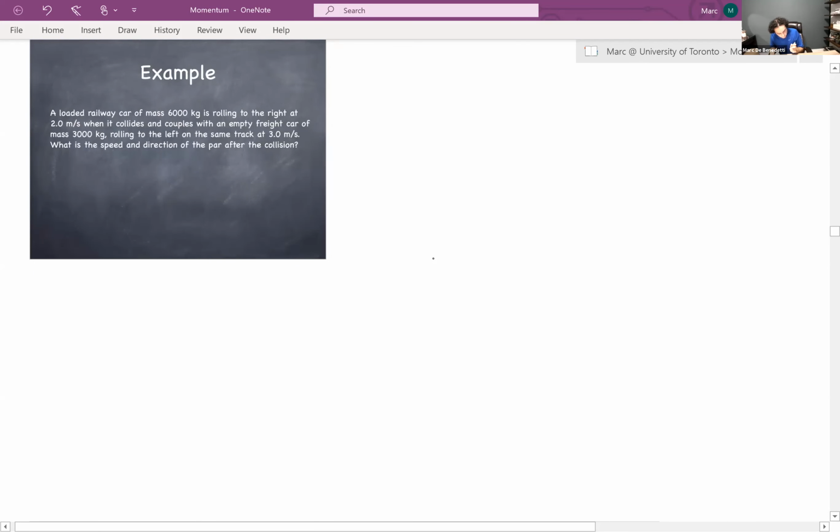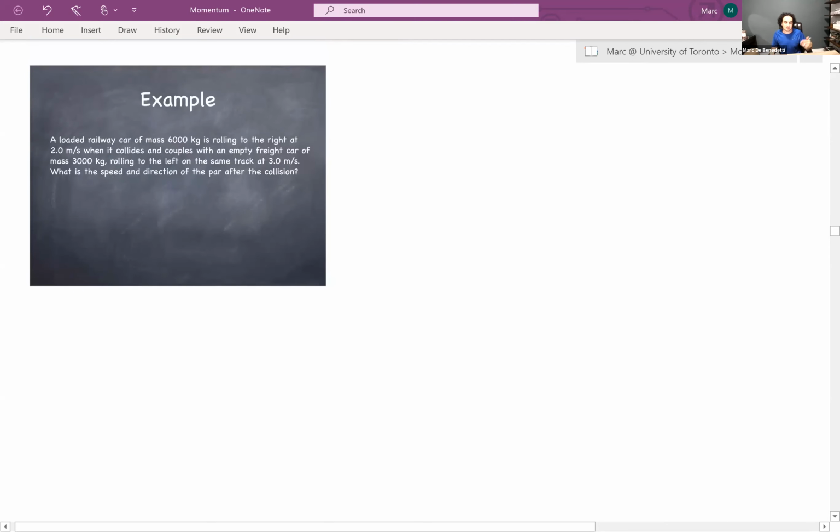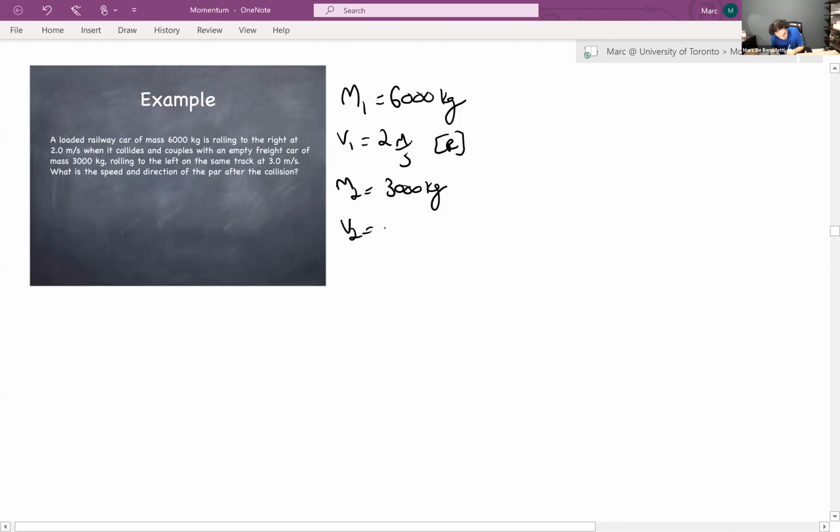Okay, so a lot of words there. The first read through was kind of wordy and my brain got lost. So I'm just going to read through it again and write down some values. So a loaded railway car of mass, okay, so M1 equals 6,000 kilograms, is rolling to the right at 2 meters per second to the right. And it collides and couples with an empty freight car of mass 3,000 kilograms rolling to the left at 3 meters per second.